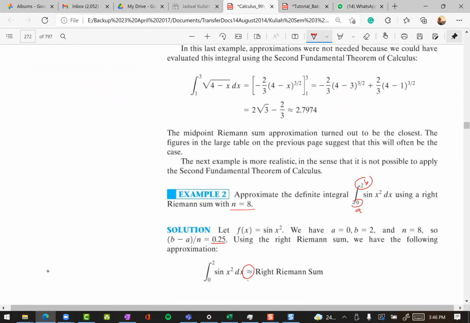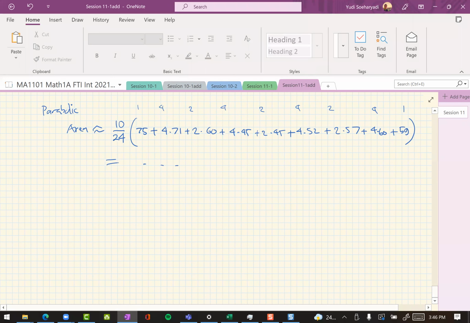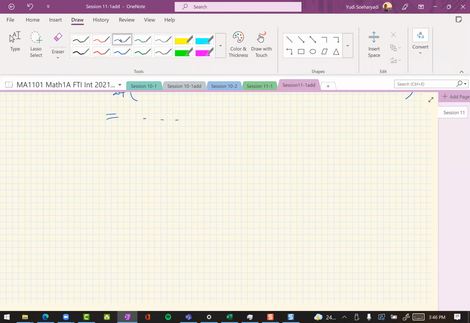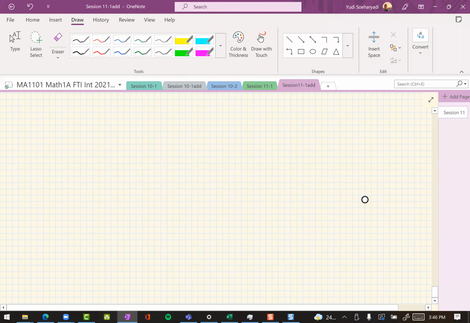Right. So the reason for that is why parabolic works. This is the last one for today. The parabolic method works better than trapezoid, just by picture.